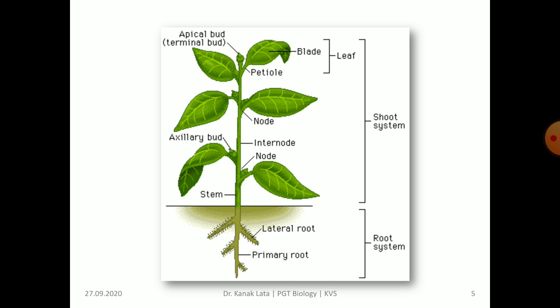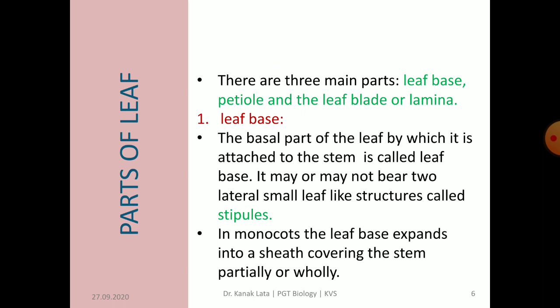In this figure, you may observe that leaf originates from the node of the stem and also the apical bud and axillary buds are present. Now let us discuss the parts of leaf. Leaf is divided into three main parts. They are leaf base, petiole and lamina. Here we are going to discuss one by one.